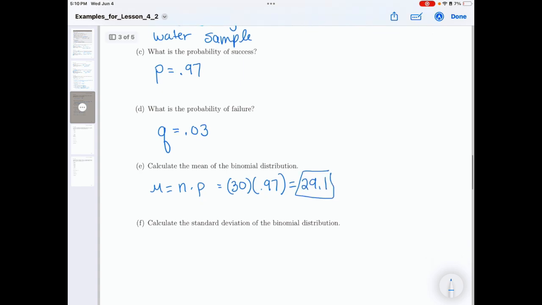For part F, we need to calculate the standard deviation of the binomial distribution. The standard deviation is the square root of n times P times Q. N is 30, P is 0.97, and then our Q is 0.03. When we multiply all that together and take the square root, we're going to get 0.93.